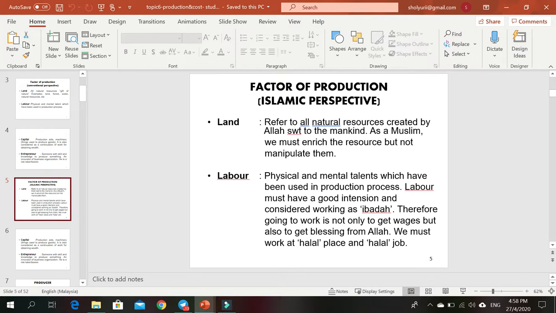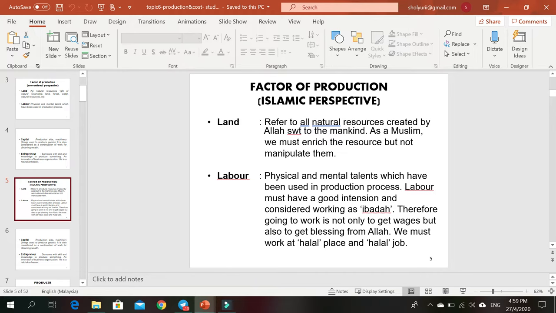Further, we also learn about the factors of production from the Islamic perspective. So basically, for the land, it refers to all natural resources created by Allah Subhanahu Wa Taala to mankind. Sama je macam land from conventional perspective. Cumanya ada tambahan, as a Muslim, we must enrich the resources but not to manipulate it. So dalam Islam, dia ada stresskan faktor paling penting sekali.